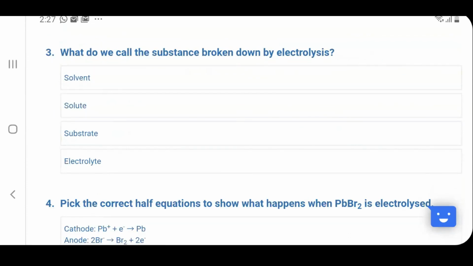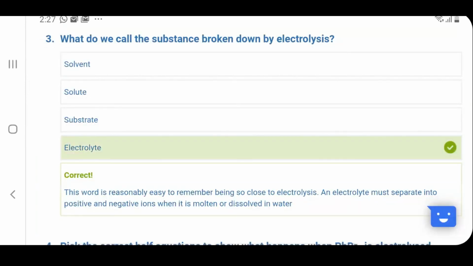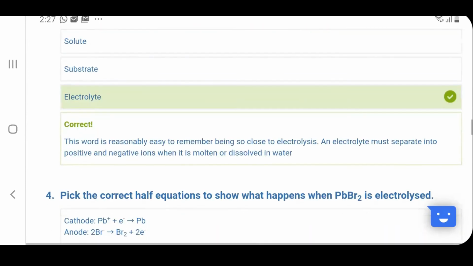Number 3. So what do we call a substance broken down by electrolysis? Electrolyte. Electrolyte. Good. Very good. 3 is D. Remember, electrolysis is the decomposition of an electrolyte.